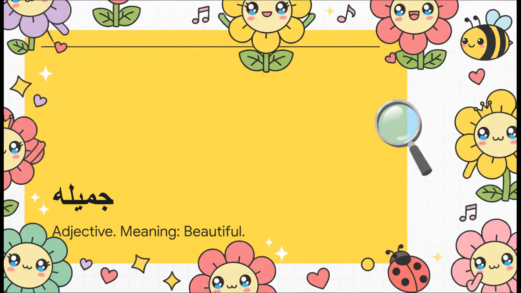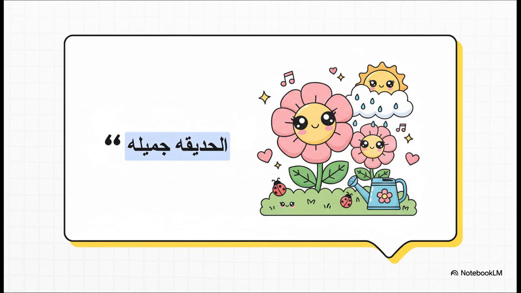Let's try one more thing. Remember how I said our original scene had a beautiful garden? Let's add that description. The word for beautiful, when you're describing a feminine noun like garden, is jamila. That's pronounced jamila. And making a descriptive sentence like this is so wonderfully simple. You just put the noun, al-hadiqa, right next to the adjective, jamila. Al-hadiqa, jamila. The garden is beautiful. It's so direct and elegant.